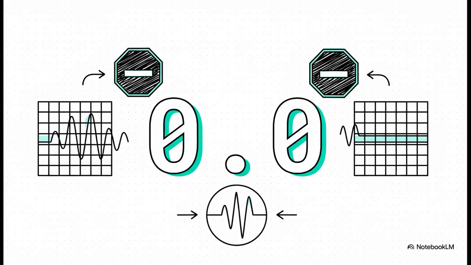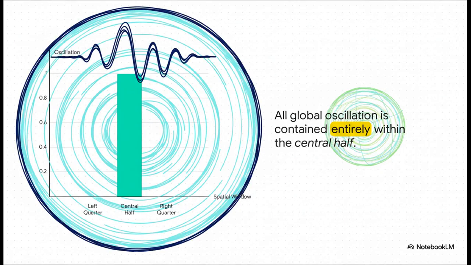So the first key finding is, well, it's pretty stunning. For every single one of those 30 test cases, the oscillation in the left quarter and the right quarter of the grid is precisely 0. All the variation has just completely vanished from the outer parts of the domain. And this just paints the complete picture for us. You can see it right here. All of that global oscillation we were seeing, that saturated value of 1.0, is contained entirely within the central half of the partition. So, mystery solved. The roughness isn't spread out everywhere, it's totally concentrated right in the middle.